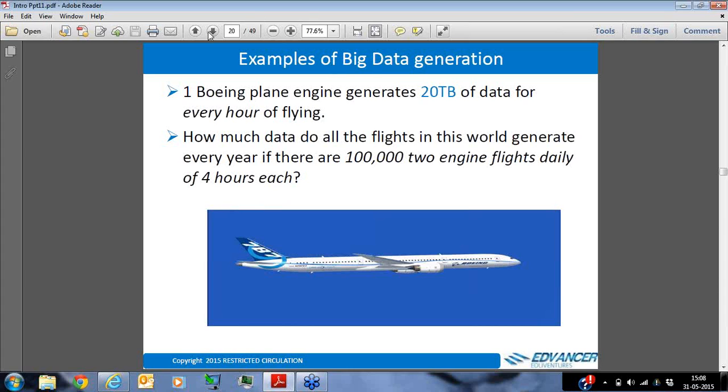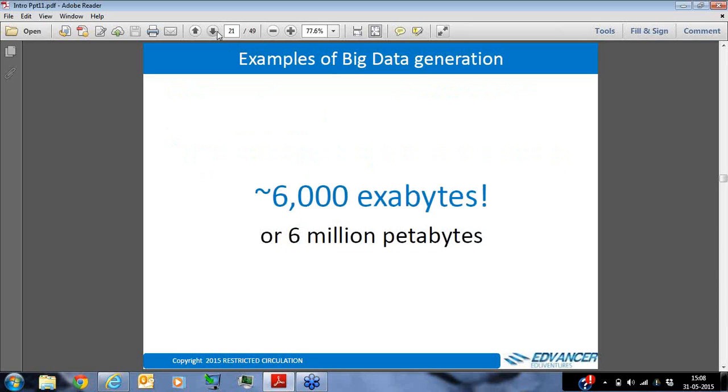Anyways, let me give you guys the exact figure here, or the figure which is close to this number: 6,000 exabytes or 6 million petabytes. 6 million petabytes. This is just data being generated by the engines of an airplane every year for all the flights across the world.